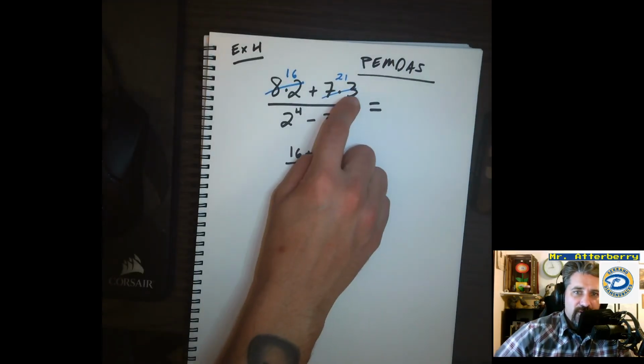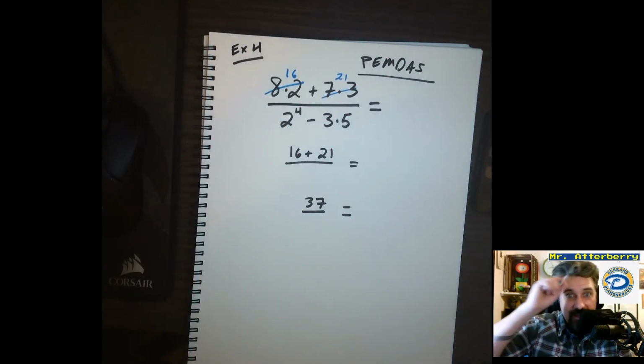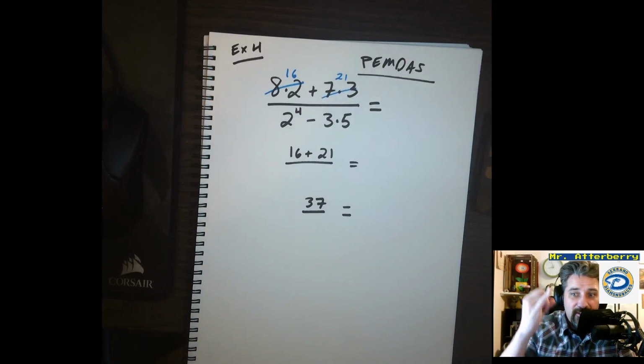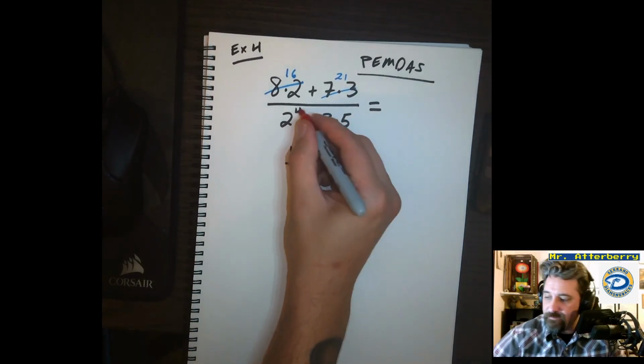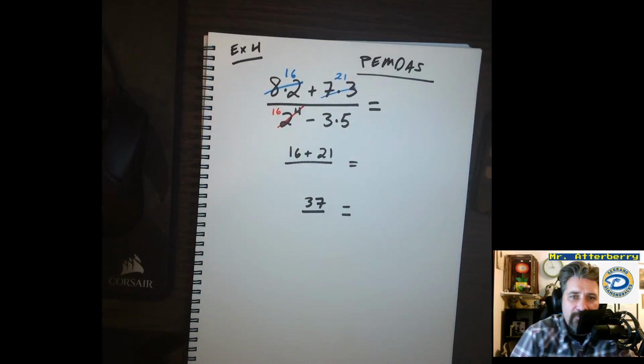Do I have any parentheses? No. Do I have any exponents? Yes, I do. 2 to the 4th power is 2 times 2 times 2 times 2. So 2 times 2 is 4, 4 times 2 is 8, 8 times 2 is 16. So 2 to the 4th power equals 16.